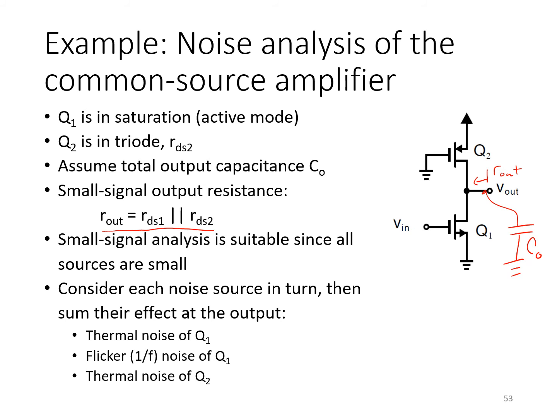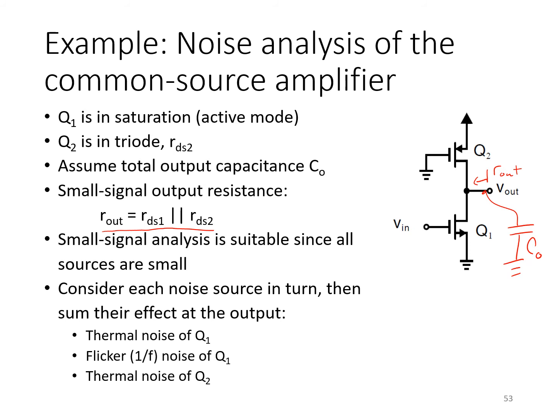Now, when we're doing noise analysis in general, we can certainly perform small signal analysis since all of these noise signal sources are small enough to validate our small signal linearized approximations. And the way we need to do small signal analysis is to consider each noise source in turn and then sum their effect at the output.